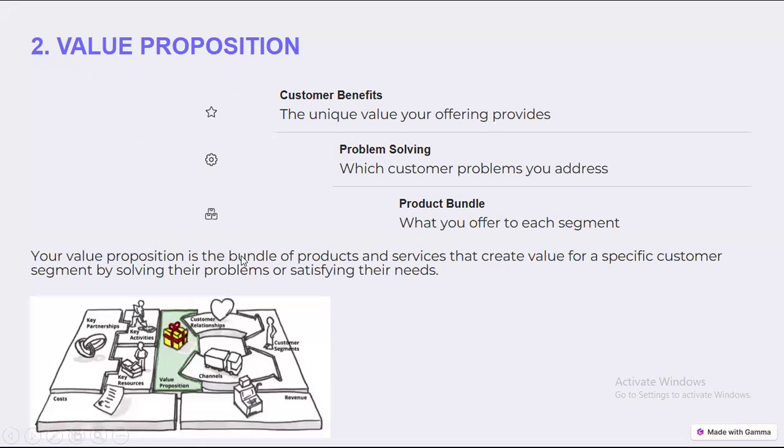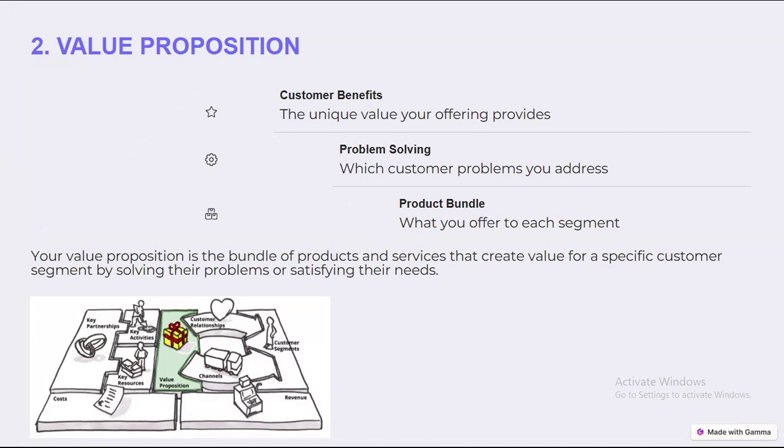Then you have the second element, which is the value proposition, right? So here you are looking at what the customer is going to get. So what unique value are you offering to the customer? What is the customer getting from your service? Which problem are you solving?